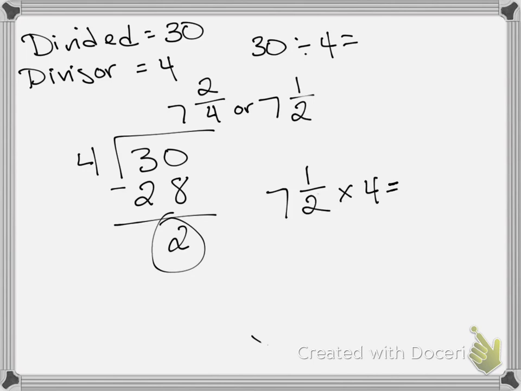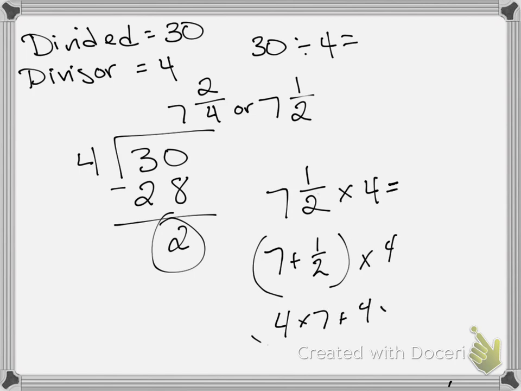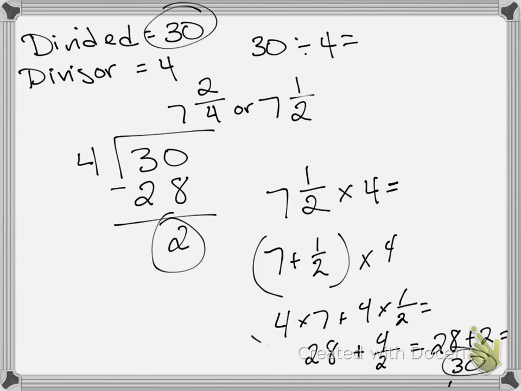So 7 1/2 times 4. We can split this up to 7 plus 1/2 times 4, which is the same thing as 4 times 7 plus 4 times 1/2, which equals 28 plus 4/2, which equals 28 plus 2, which equals 30. So we split up 30 square feet amongst 4 students, and they get 7 1/2 each.